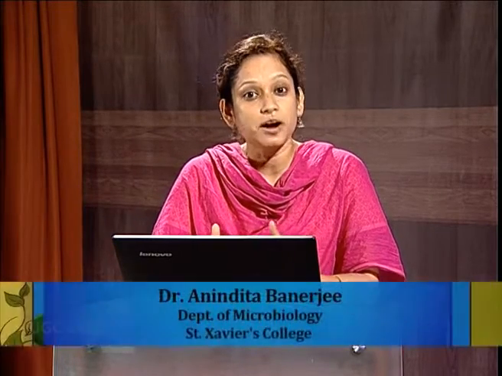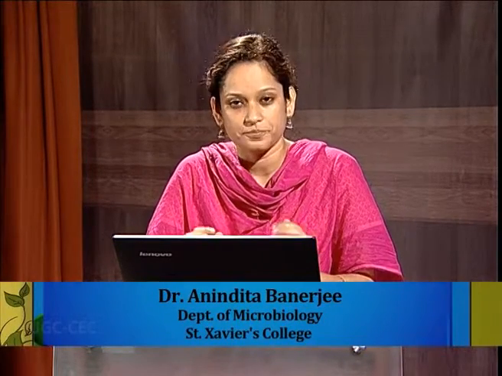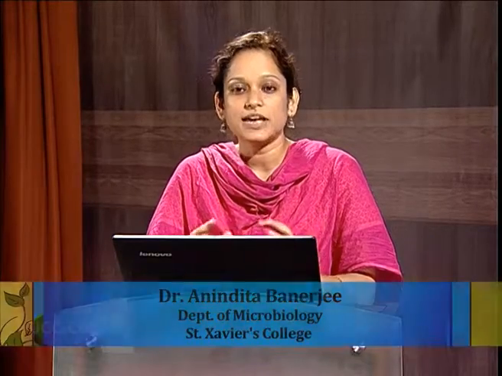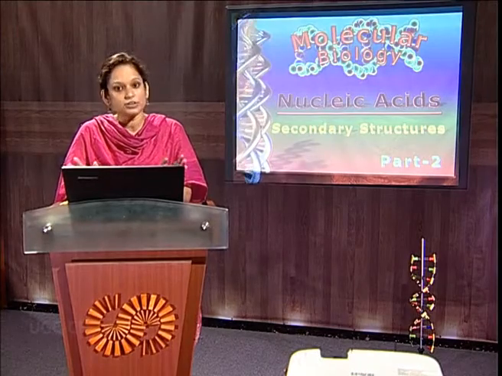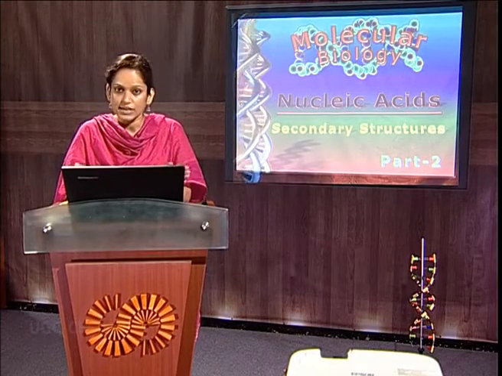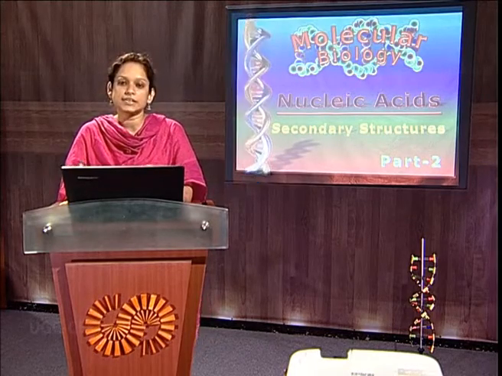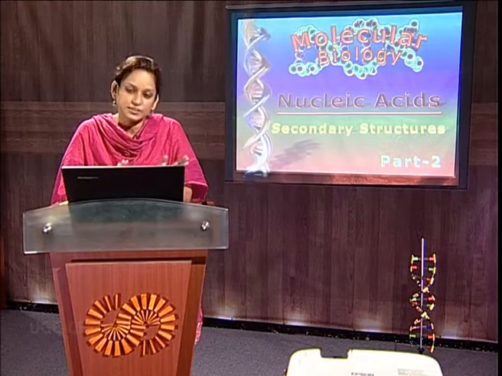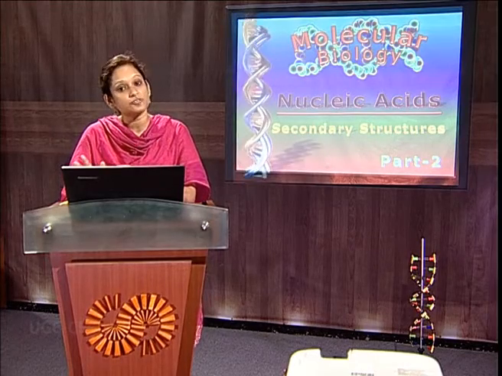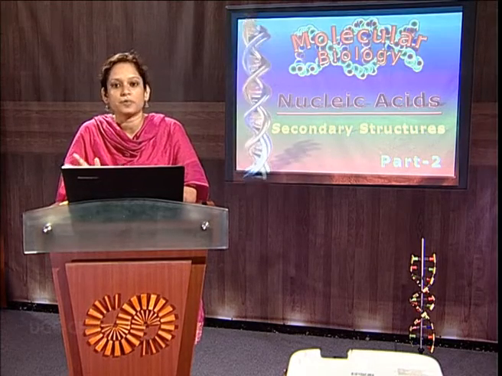If you remember, we have talked about the primary structure of DNA. What is the primary structure? It is a linear polymer of nucleotides which are joined to each other by strong covalent bonds called phosphodiester bonds. The polynucleotide chain has a polarity at its 5' end as well as at its 3' end. It contains a phosphate group at the 5' end and a hydroxyl group at the 3' end.